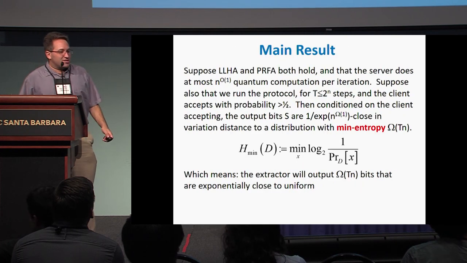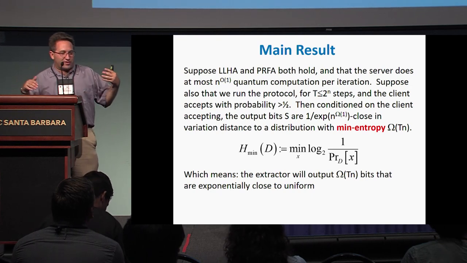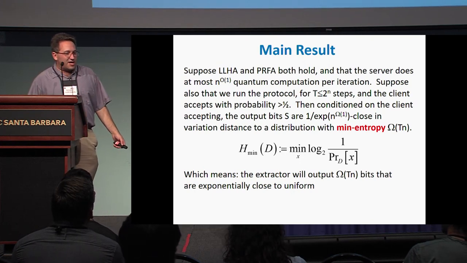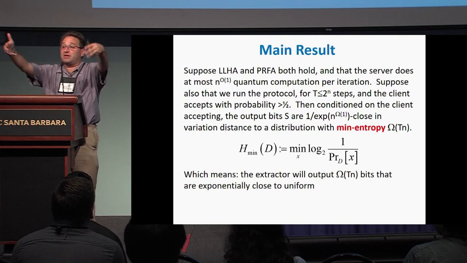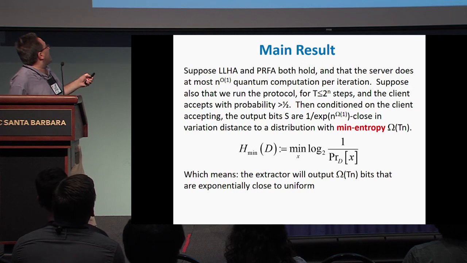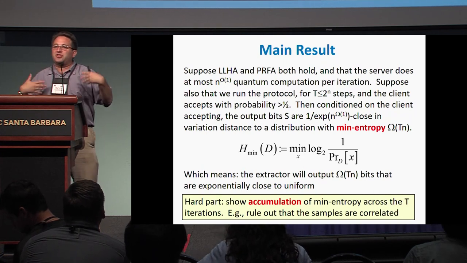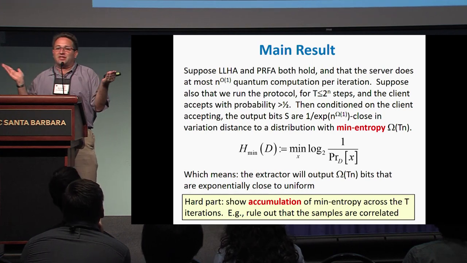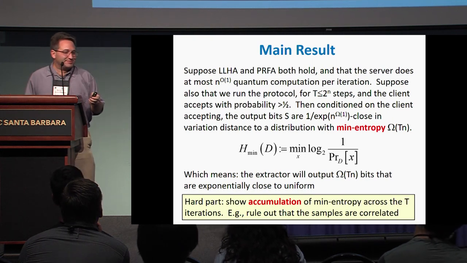So then the main result is basically that if our assumptions both hold, and the server is a polytime bounded quantum computer and it passes our test, then it must be generating at least a linear amount of min entropy per iteration. So after t iterations, you get tn min entropy. Actually, the most technical part in the analysis is to show that the min entropy accumulates from one round to the next. It could be that each round was individually random, but they were all conspiratorially correlated with each other or something, and you have to rule that out.